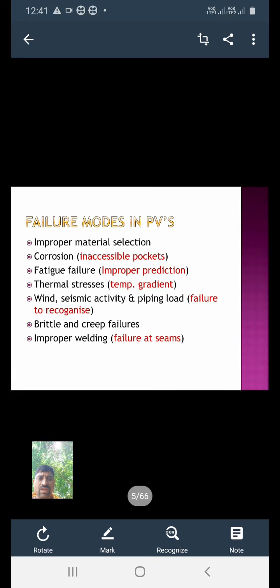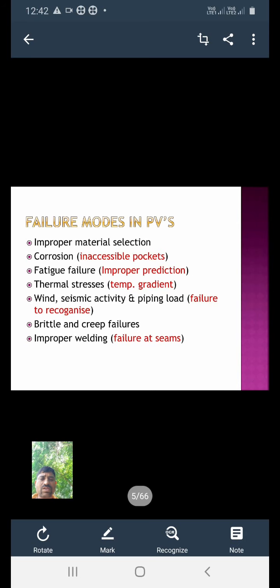Okay. Then next, wind energy, seismic activity. Because of wind energy, you should consider wind stresses and seismic stresses for the vertical vessel. And pipeline load, again you should consider the piping load for the failure. Then next is brittle and creep failure.